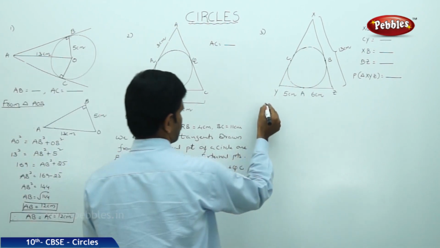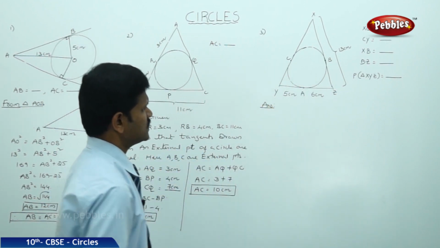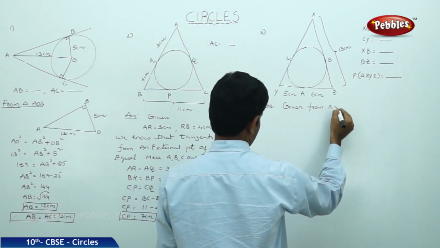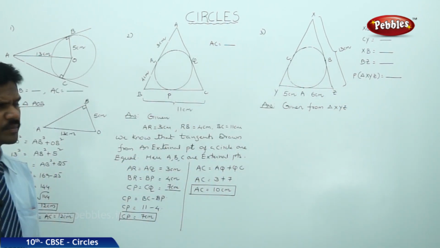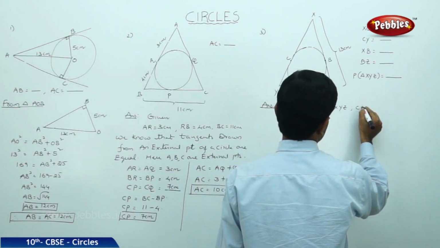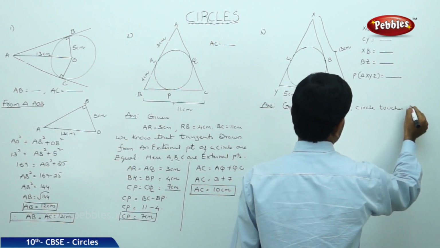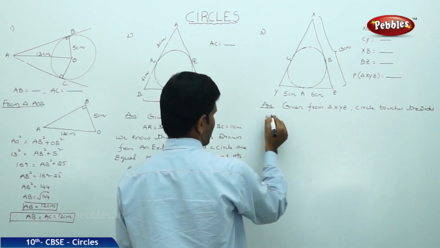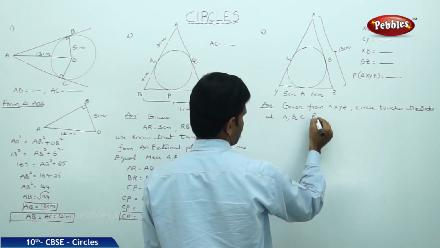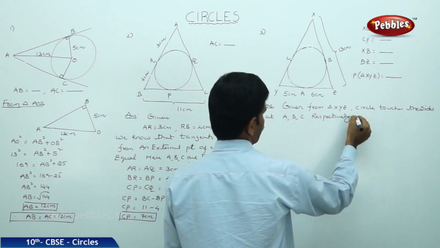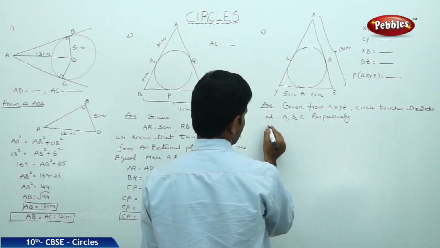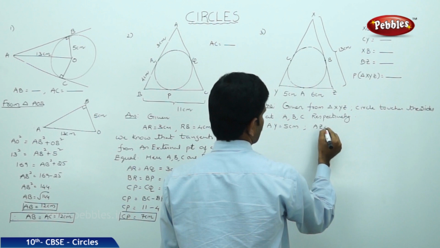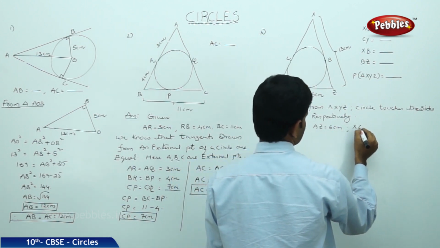Now, answer. What is the given information? Given information from triangle XYZ: the circle touches the sides at A, B, C respectively. And the values given are AY is equal to 5 centimeters, AZ is equal to 6 centimeters and XZ is equal to 13 centimeters.